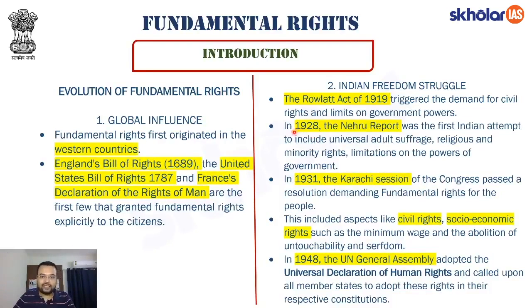Then we have also studied about the 1928 Nehru Report. It was in fact the first Indian attempt to include universal adult suffrage, religious and minority rights, limitations on the power of government. This again is a very important example here.